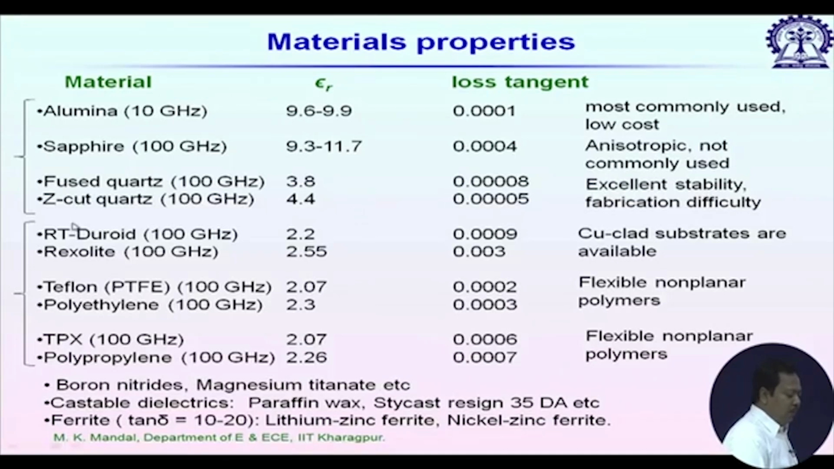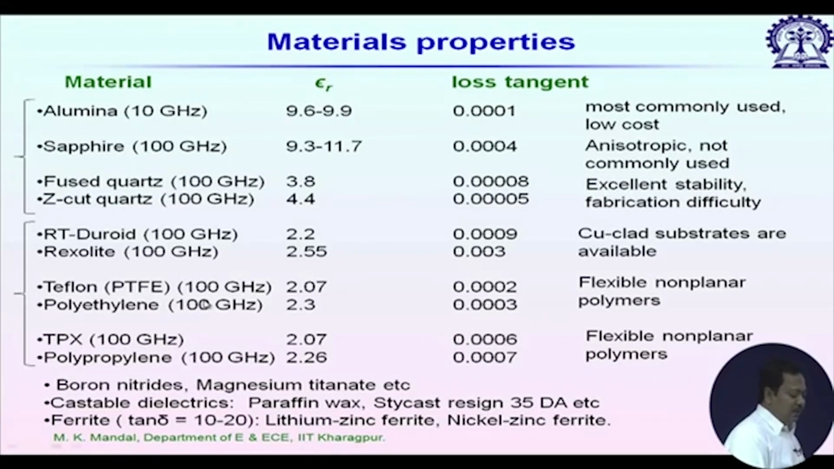Then the popular Arlon duroid substrate, it is duroid 5880. So, typical epsilon r 2.2. So, this Rexolite substrate 2.55, and for these two types copper clad substrates are available. So, that means the dielectric slab with top and bottom metallization.